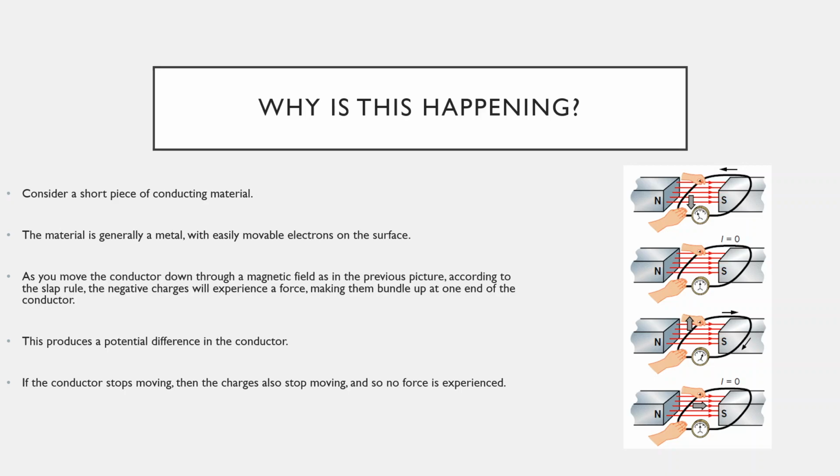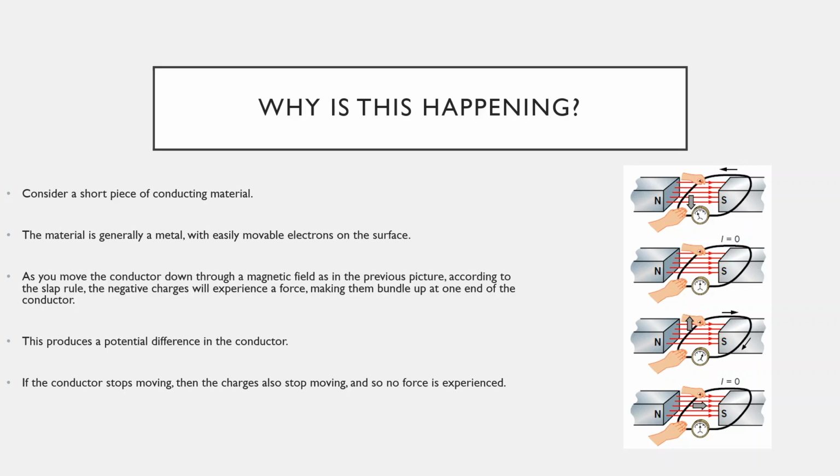Okay, so let's just read these dot points and follow things step by step. It's going to be really hard for me to explain this to you without a video of myself with my hands making movements, but you've got to try and imagine it as best you can. So consider a short piece of conducting material, a piece of wire. It doesn't have to be a loop of wire, it could just be a piece of wire in general. And if we're talking about a conducting material, then we're generally talking about a metal. So think about a short piece of metal wire.